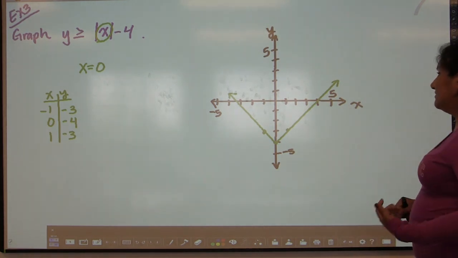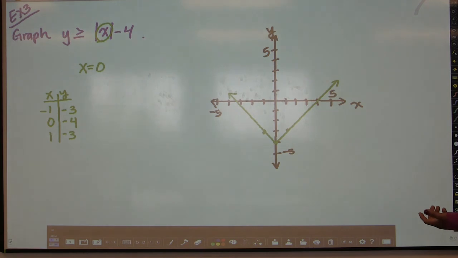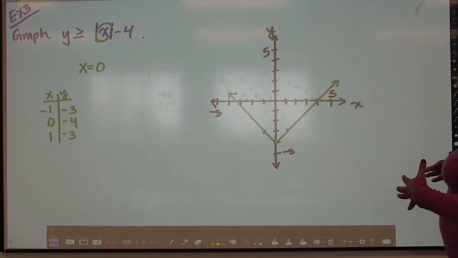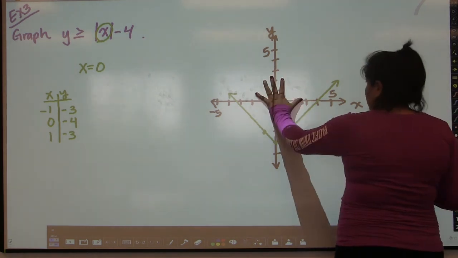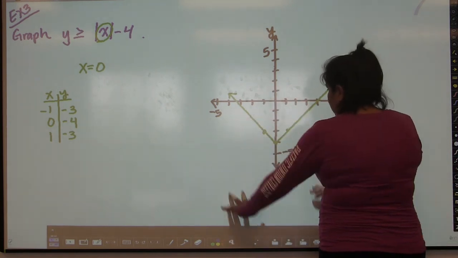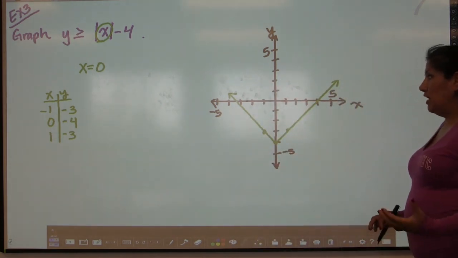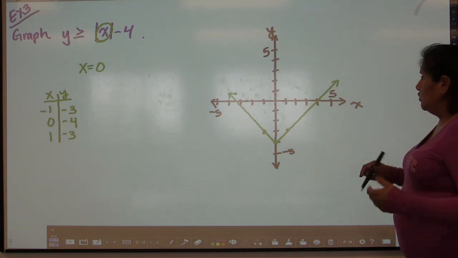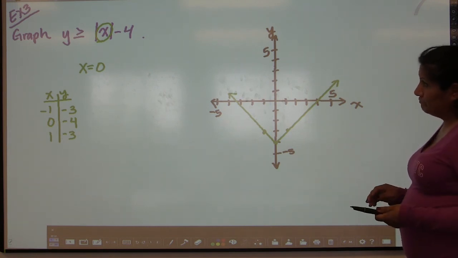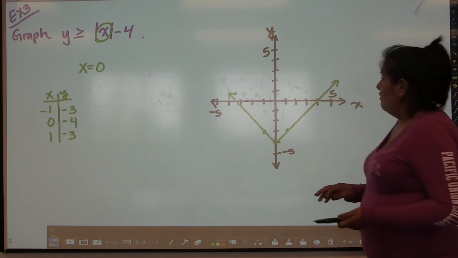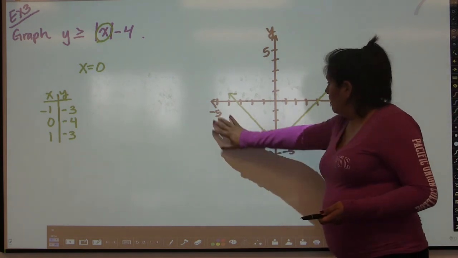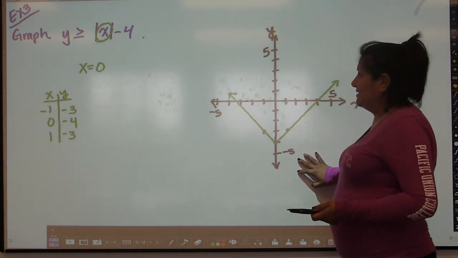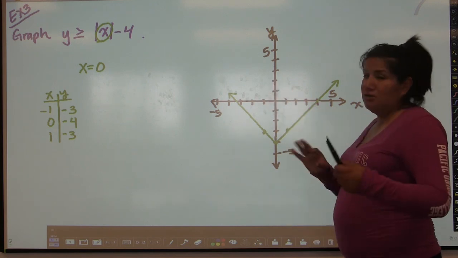So anywho, the last thing we have left for this guy is the shading. And again, above, to me, is very simple. It's up here. Below would be down here. But just in case you're not sure, you could even think of it as inside the V and outside the V. So if it was a less than, then it would be out here, outside of the V. If it's a greater than, it's going to be inside the V. But maybe you're still not sure about that.